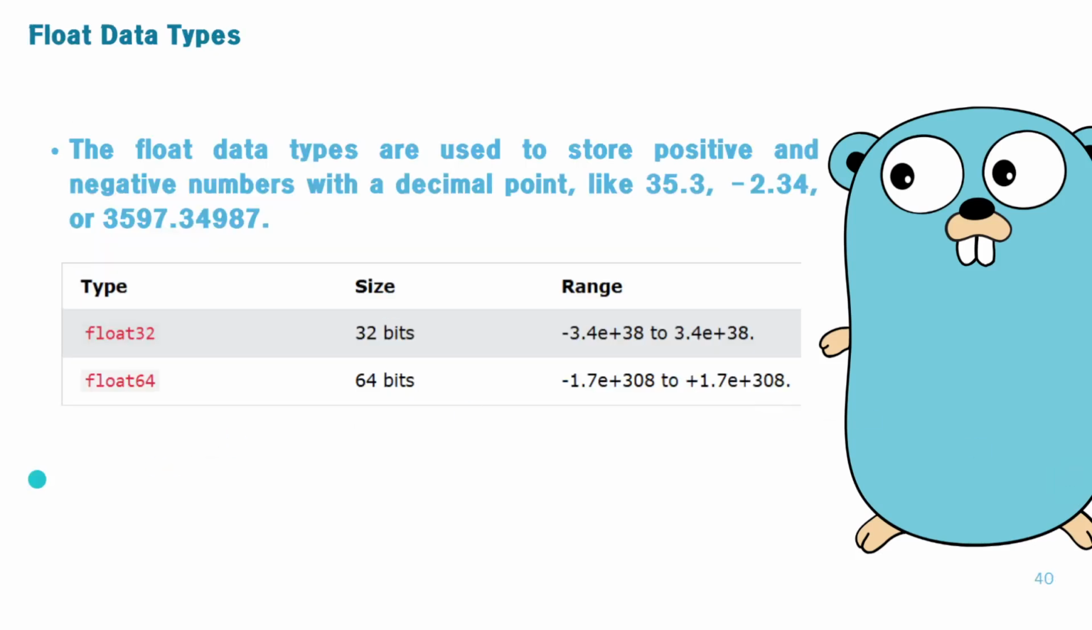So the next thing is float data types. Floats are used to store decimal numbers. Go provides float32 and float64 for different levels of precision.